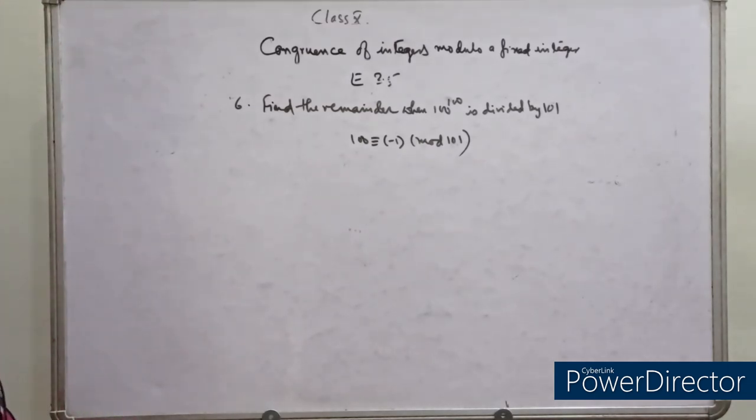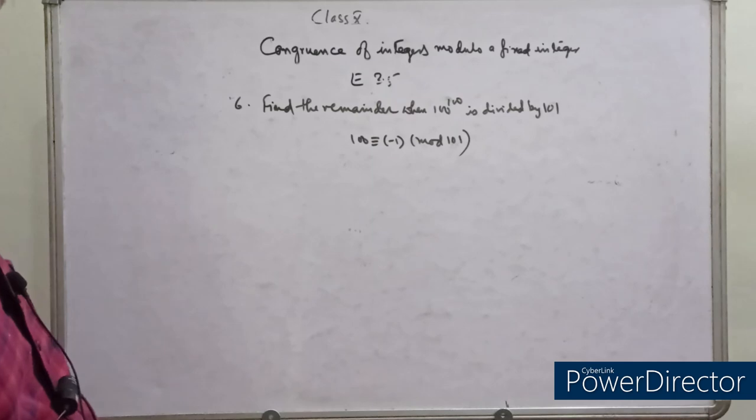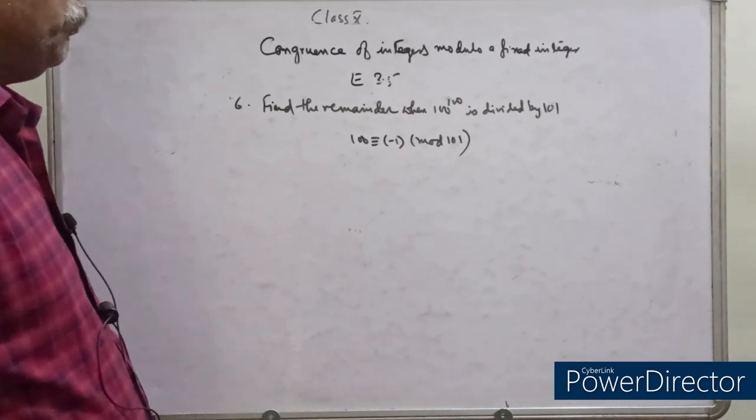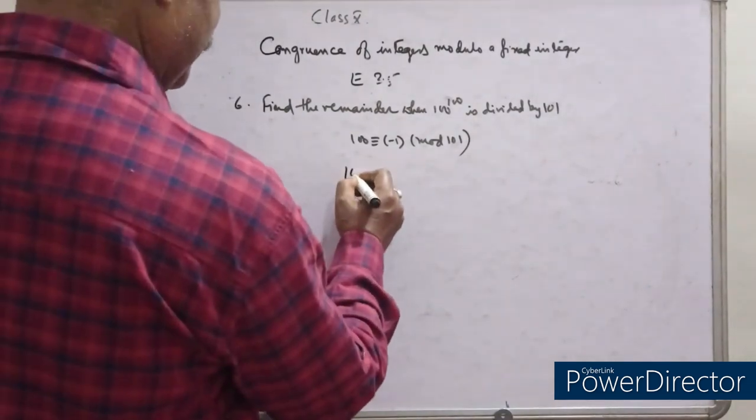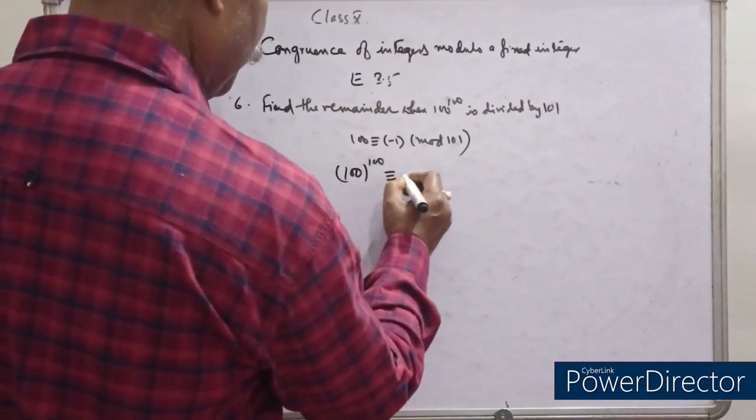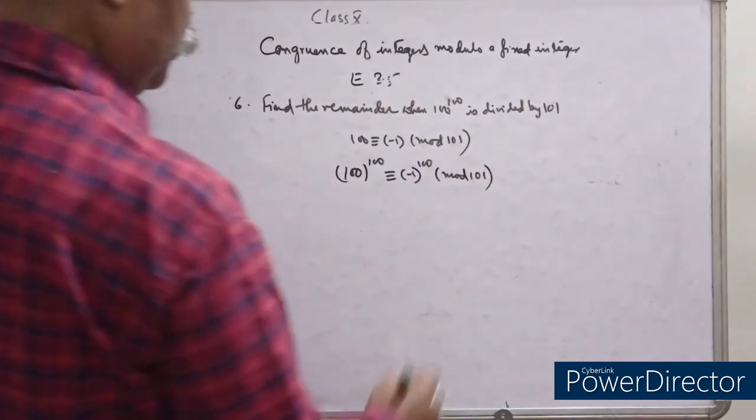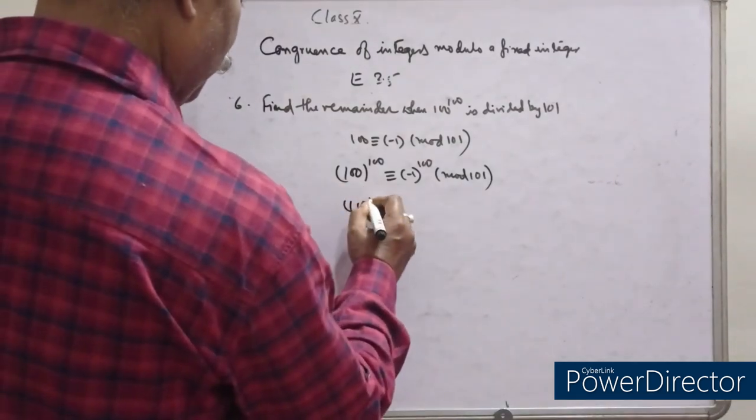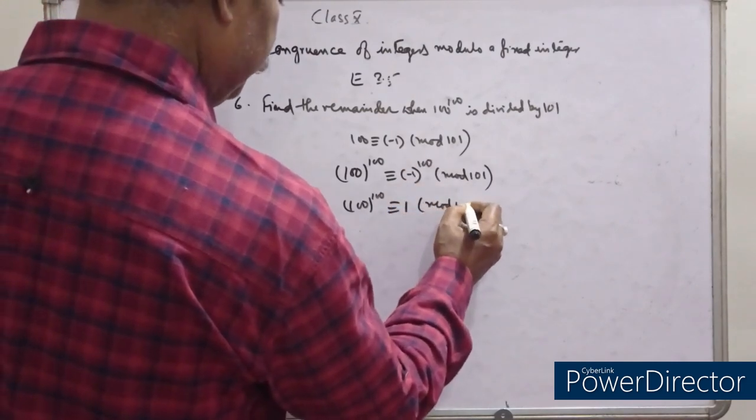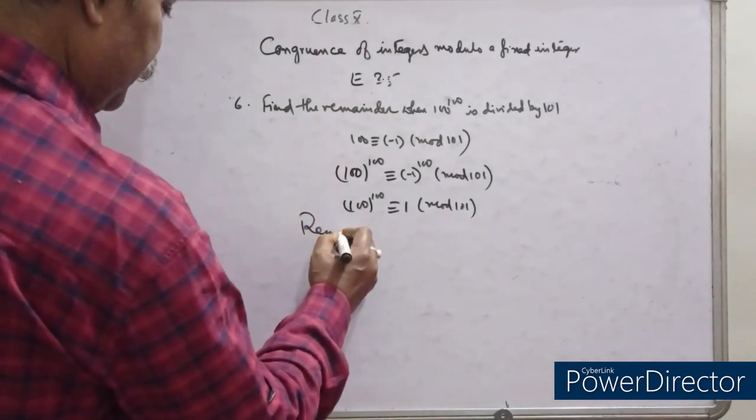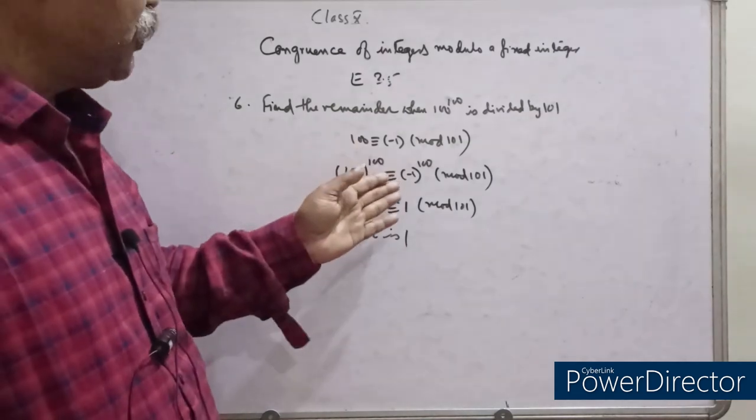So now you can do this in one step only, because minus 1 to the power of 100, since it is even, will be 1. There is no need of going to an intermediate stage. You can directly write 100 to the power of 100 congruent to minus 1 to the power of 100 mod 101. Because this is an even power, it is 1 mod 101. So your remainder is 1.